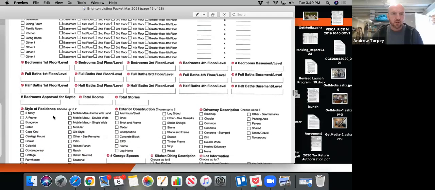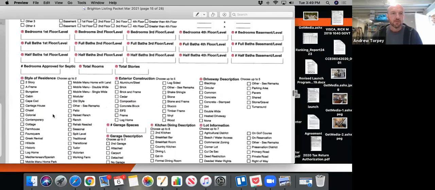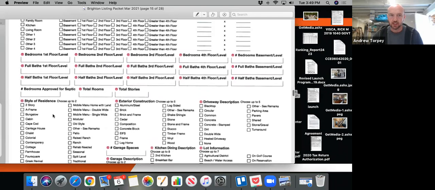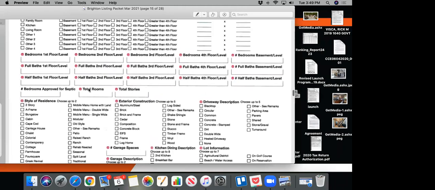All right. So the total rooms, is that just including what's in that list there, the bedrooms and the bathrooms, or is that also including the kitchen and the dining room? Yeah, that includes bedrooms, bathrooms, and like living room, dining room, kitchen, that area, stuff like that.